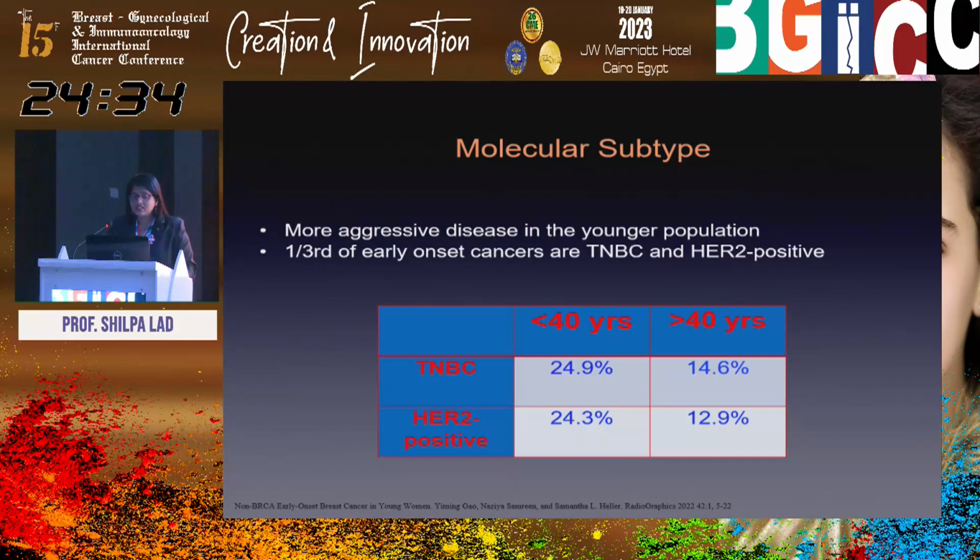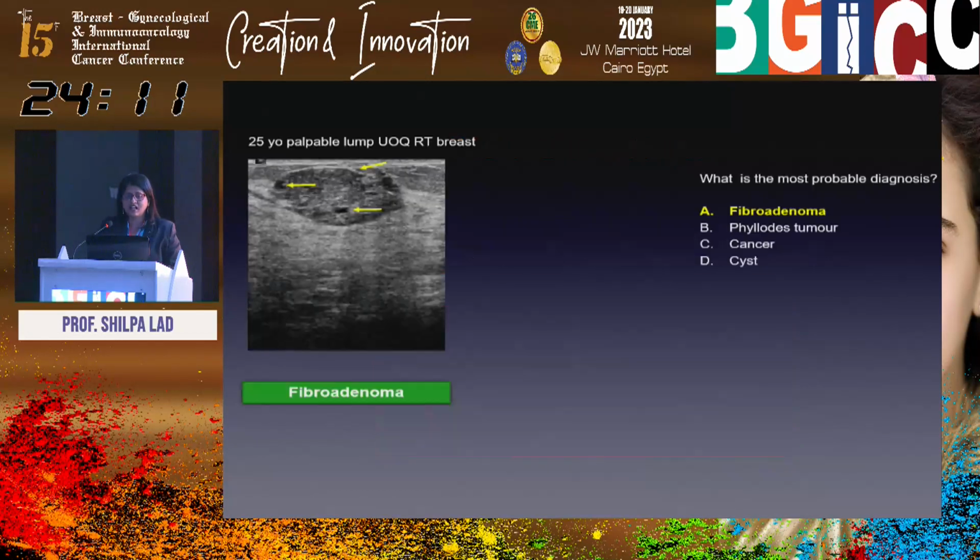It is important to understand what happens in under 40 years. The TNBC, triple negative breast cancer, and HER2 positive cancers account for almost 50% of the cancer burden in this age group. As against this, in women above 40, less than 30% are biologically aggressive cancers, okay? Therefore, there is that much difference in the outcome.